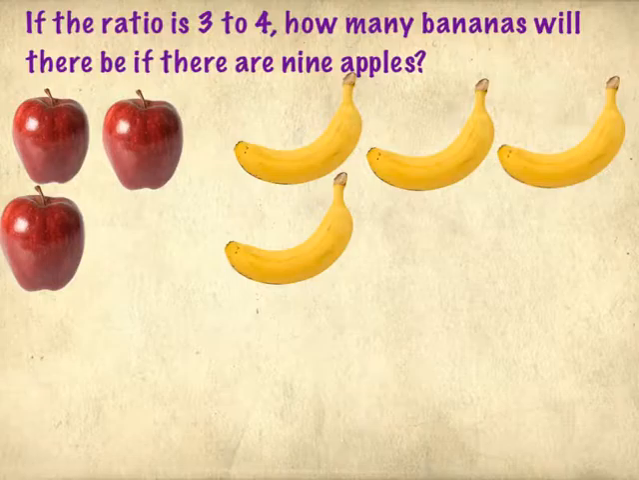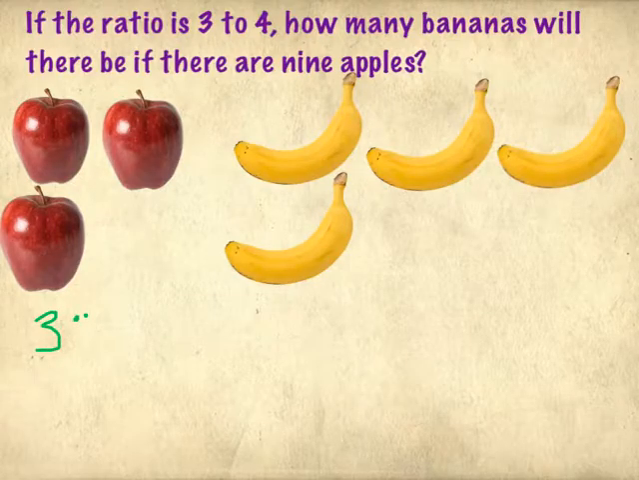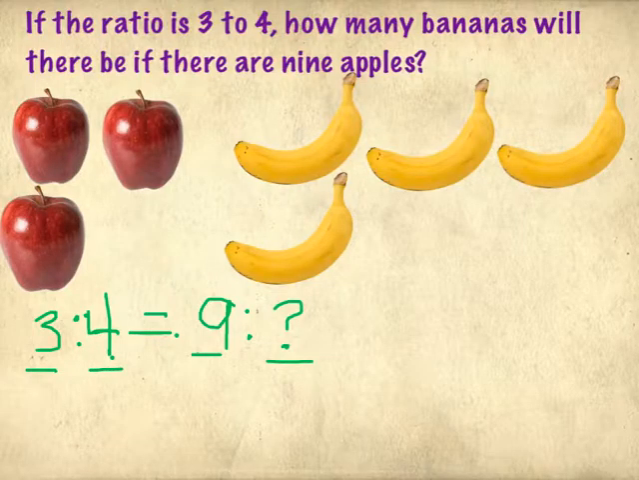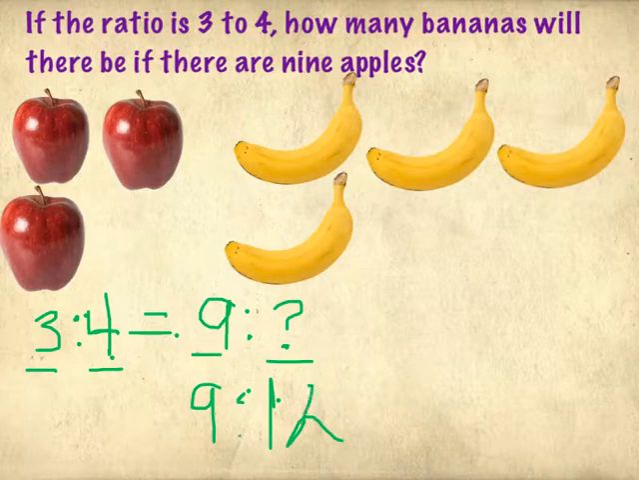A similar question: if the ratio is 3 to 4, how many bananas will there be if there are 9 apples? You can pause the video and try it if you want, or you can just listen to me. So 3 to 4 is 9 to question mark. What did I do to 3 to turn it into 9? I multiplied it by 3. So I'm going to multiply 4 by 3 as well, which means the equivalent ratio is 9 to 12. There will be 12 bananas when there are 9 apples.